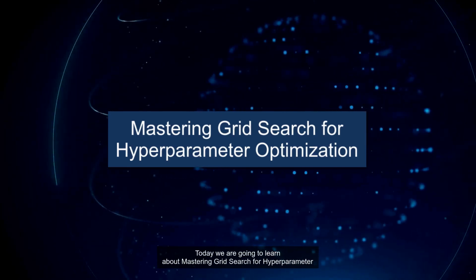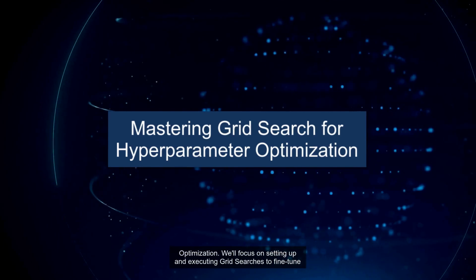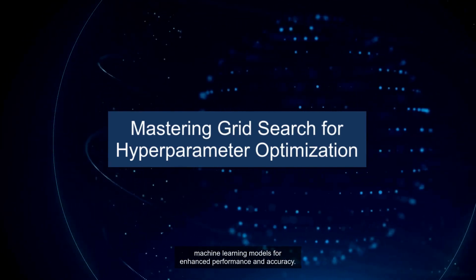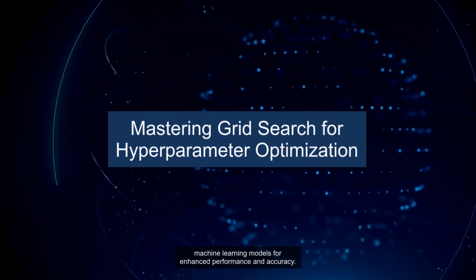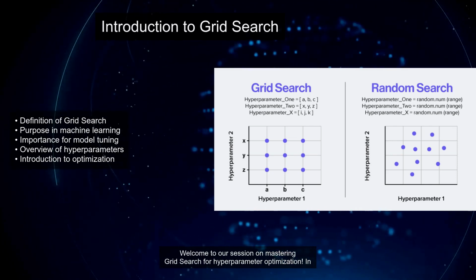Today we are going to learn about mastering grid search for hyperparameter optimization. We'll focus on setting up and executing grid searches to fine-tune machine learning models for enhanced performance and accuracy. Welcome to our session on mastering grid search for hyperparameter optimization.